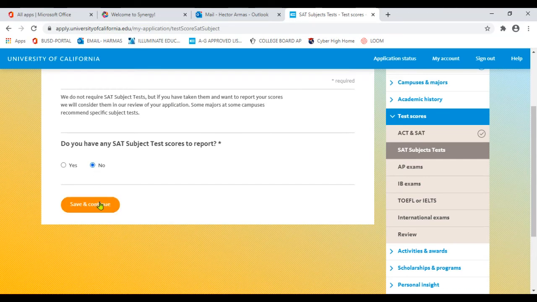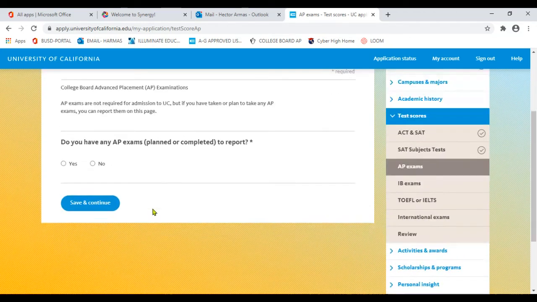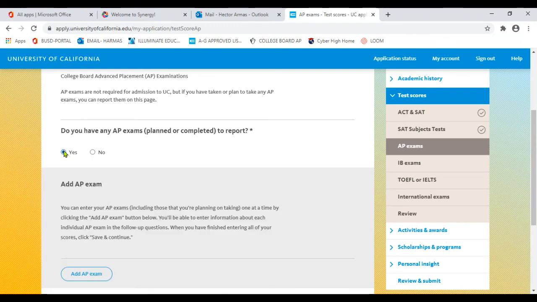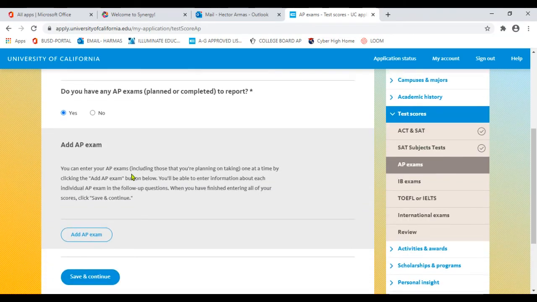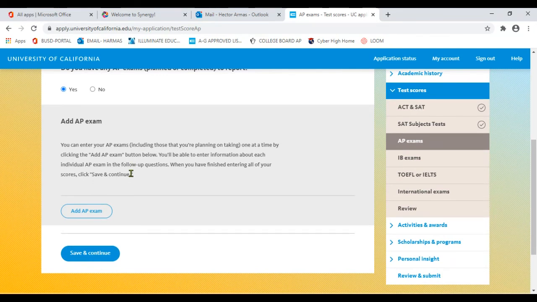Any subject tests? I didn't take the subject test either. Do you have any AP exams you plan to take or have completed? Oh, okay, here I'm going to write down yes, because I did take a couple of AP exams, or I'm planning on taking AP exams.